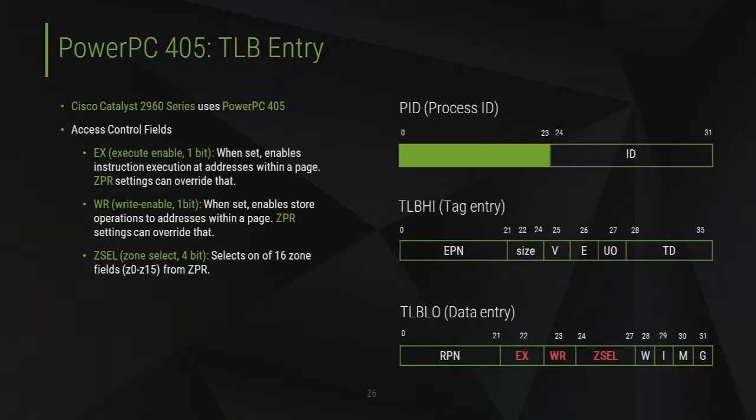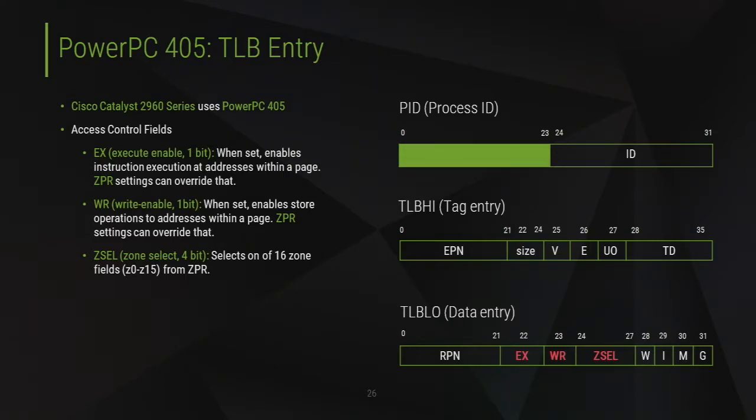As I said earlier, Cisco Catalyst 2960 uses PowerPC 405. You can see the structure of the TLB entry for this CPU on this slide. Here's an excerpt from the datasheet. For us, the access control fields are important.